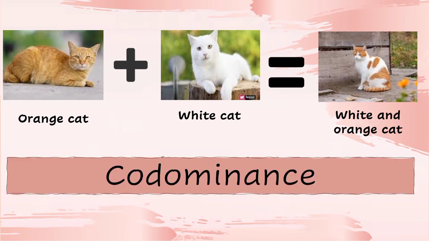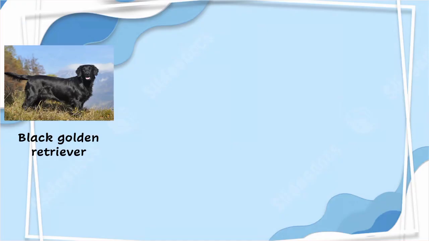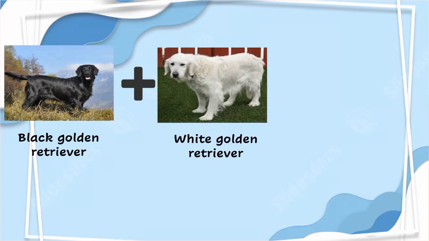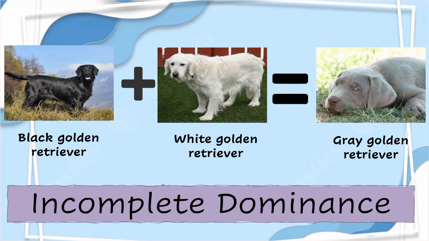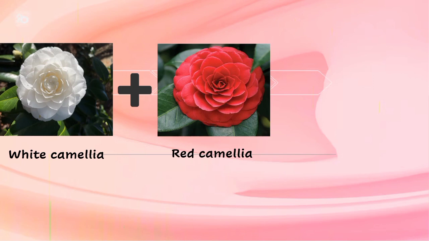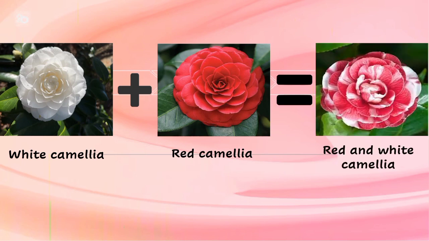We have black golden retriever plus white golden retriever equals gray golden retriever. What do you think will be the answer, everyone? Very good. That is incomplete dominance. The last but not the least, we have white camellia plus red camellia equals red and white camellia. Your answer is very good. That is codominance. Good job, everyone.